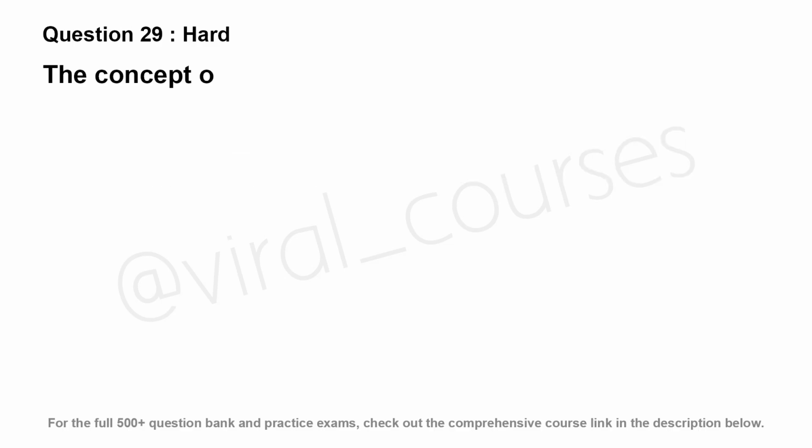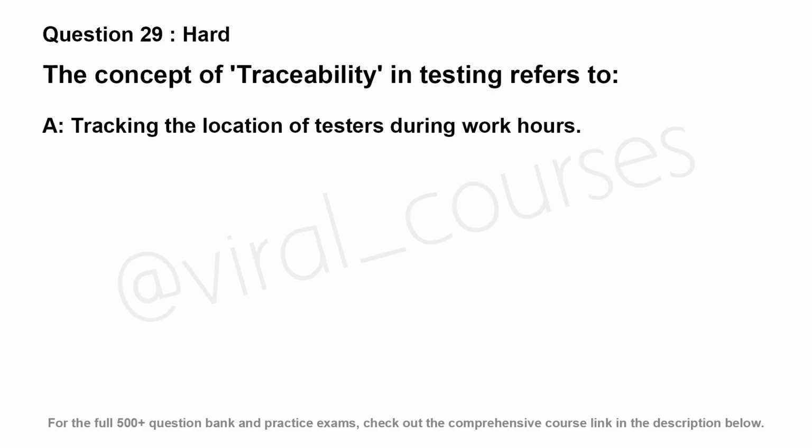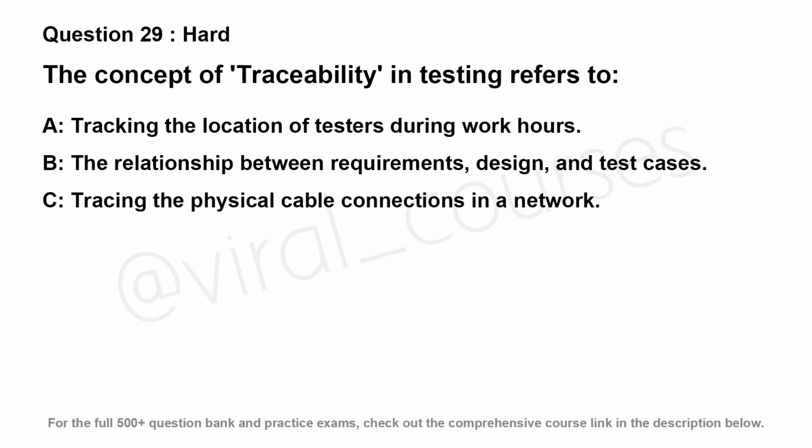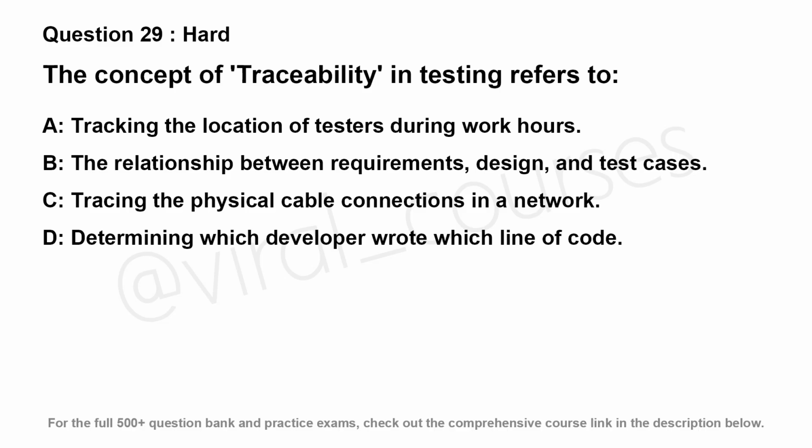The concept of traceability in testing refers to Option A. Tracking the location of testers during work hours. Option B. The relationship between requirements, design, and test cases. Option C. Tracing the physical cable connections in a network. Option D. Determining which developer wrote which line of code.